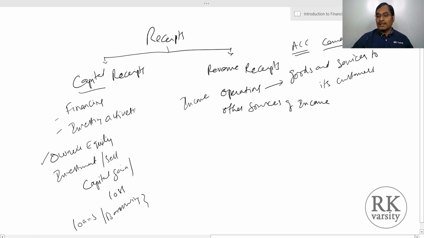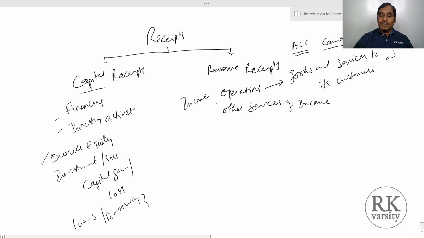On the other side, if you take an example of TCS, the information technology company, Tata Consultancy Services, which offers information technology services to its clients, and by offering these services or by developing software projects for their clients, they generate a revenue. So that income is called income from operations. And the second source is other sources of income.